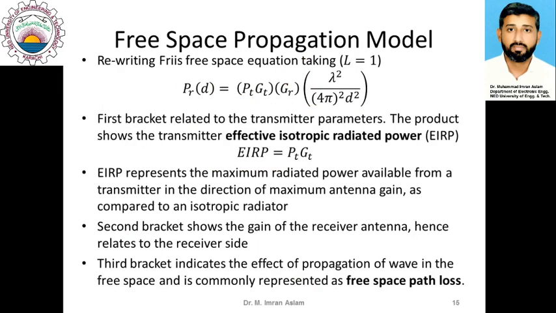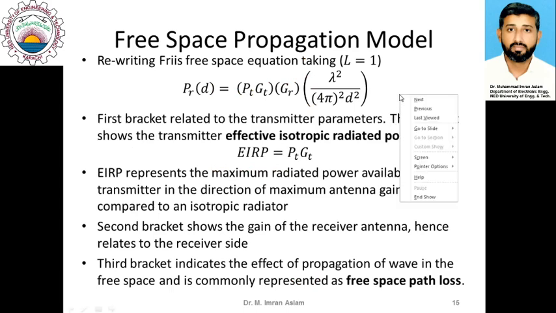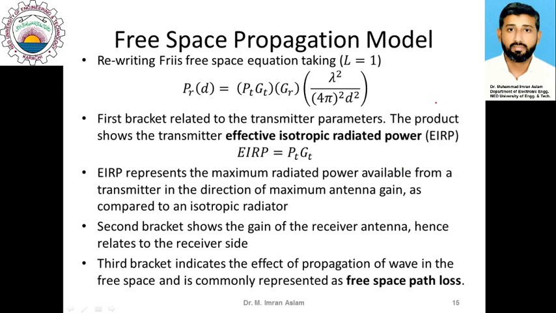In order to give you a better insight on this equation, let me rewrite the Friis equation by combining different types of terms which are common to each other. So combining these related terms, you can see that PT and GT are related to the transmitter. These two are the transmitter. The second bracket, GR, is related to the receiver, and this entire thing is related to the propagation environment, where we have the effect of the wavelength as well as the effect of distance. So actually this free space equation can be seen as comprising three different components.